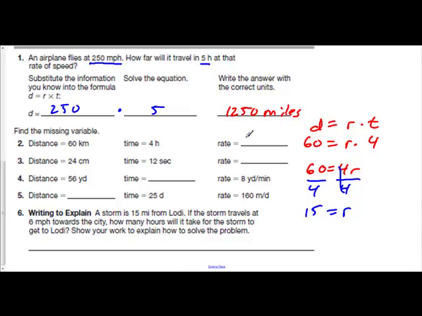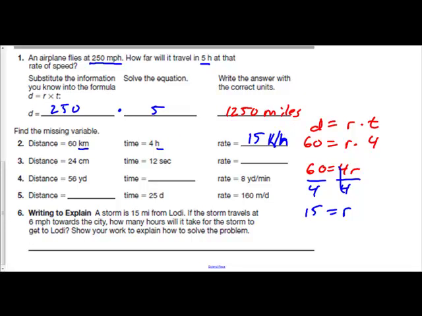So our rate is 15, and it says kilometers per hour. So I'm going to write kilometers per hour. Remember, it's a rate, and a rate is a comparison of distance to time. So it's 15 kilometers per hour.